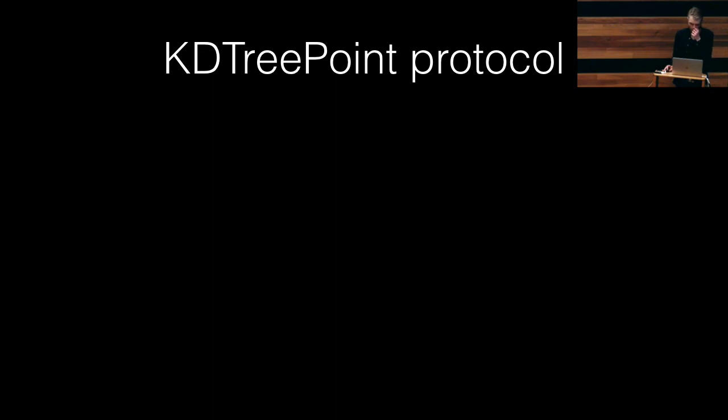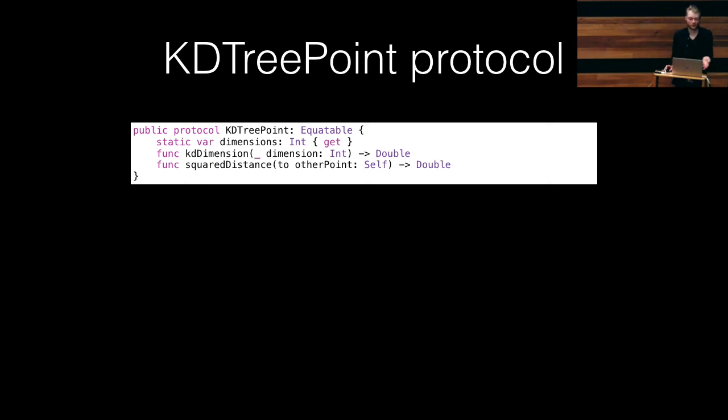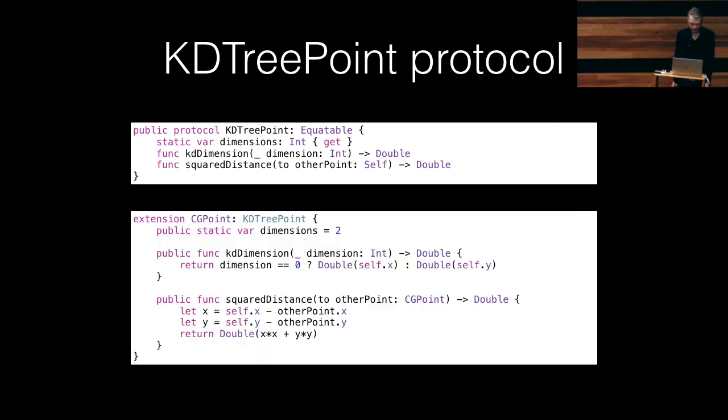My KD tree point protocol. So if you had some data and you wanted to use this, you need to make your data conform to this protocol. It looks a little bit awkward. I don't know if you guys have suggestions on how to make it prettier. I'm all ears if you want to make a pull request or something.